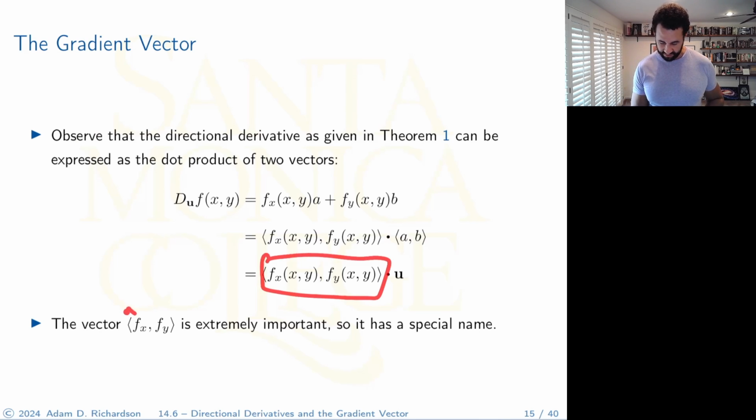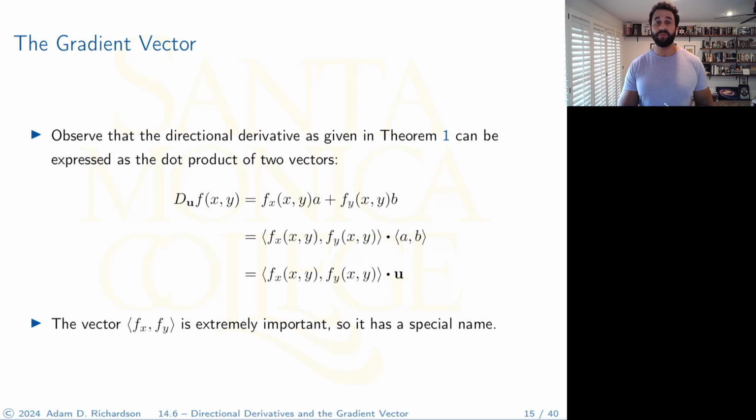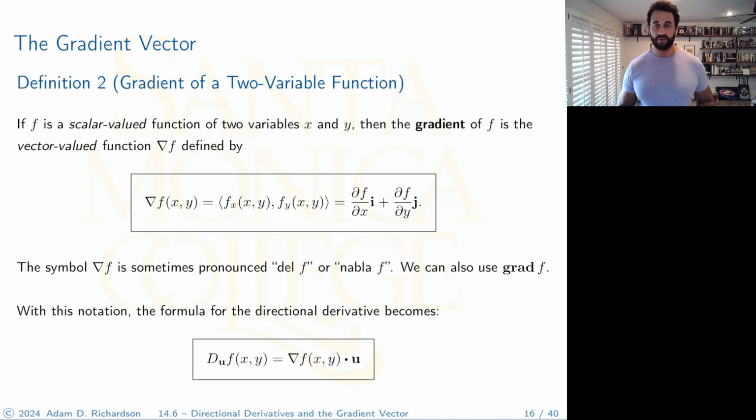So this vector right here, the vector of the partial derivatives, is extremely important, and so it has a special name. Maybe you can guess what it is. It's called the gradient vector. So the gradient vector, simply put, is the vector of all the partial derivatives. That's the easiest way to make sense of it. Let me read out the definition and point out a couple of things here. First of all, if f is a scalar valued function, meaning it spits out a scalar, of two variables x and y, then the gradient of f is the vector valued function given by this symbol right here, a little upside down triangle. And it's literally defined as the vector of the partial derivatives.